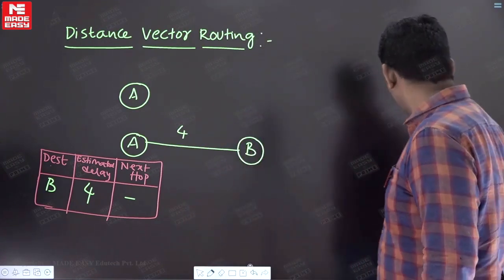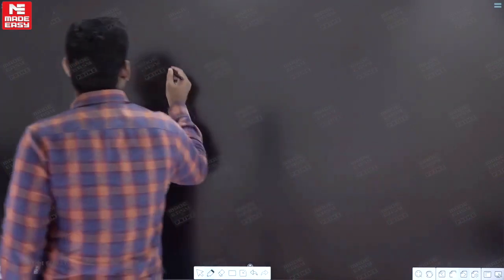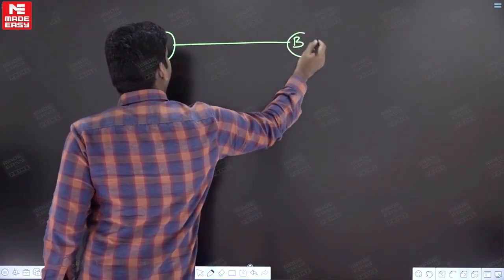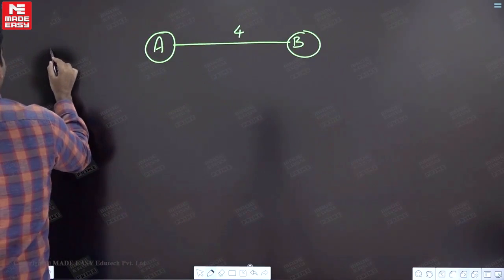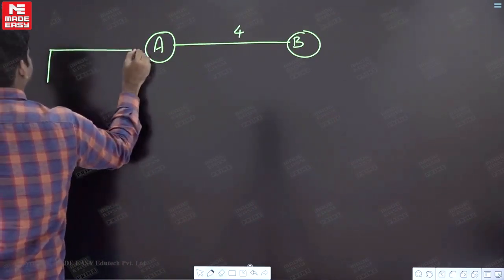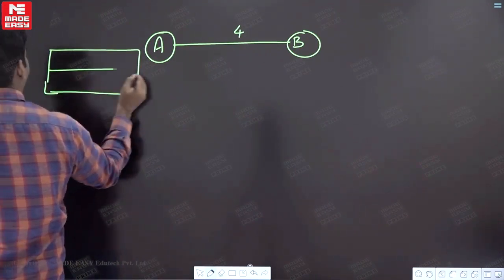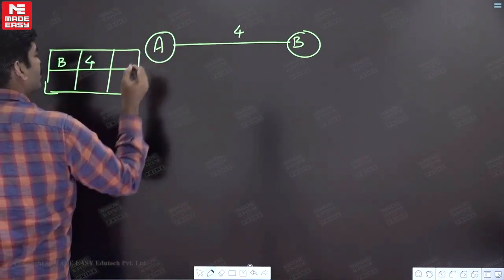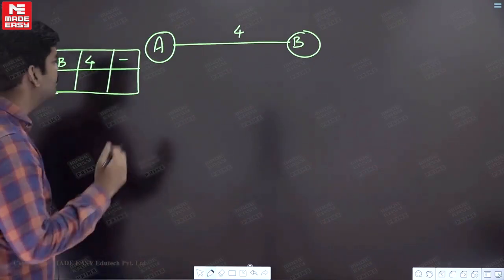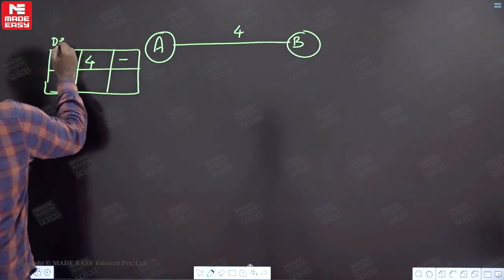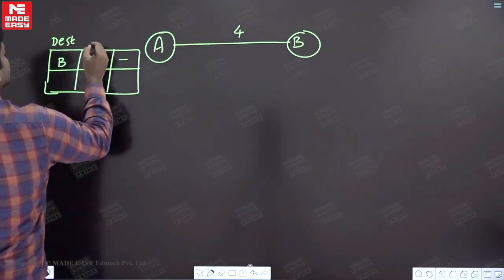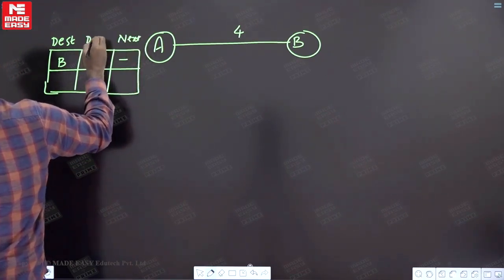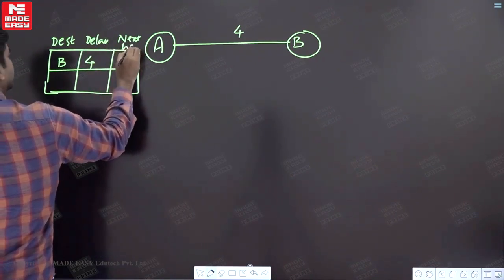Okay, fine. Now, for example, if we take that same diagram, suppose router A is connected to router B with 4 units. So A has a table. What is that table initially? A to B, 4 units. How does A know about B? Nobody, it is a dash. You can call this the destination, this the delay, and this the next hop.